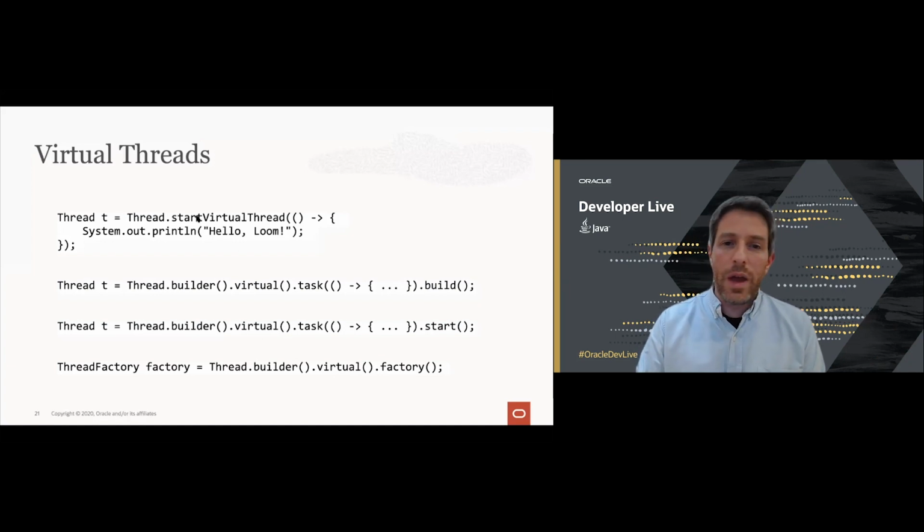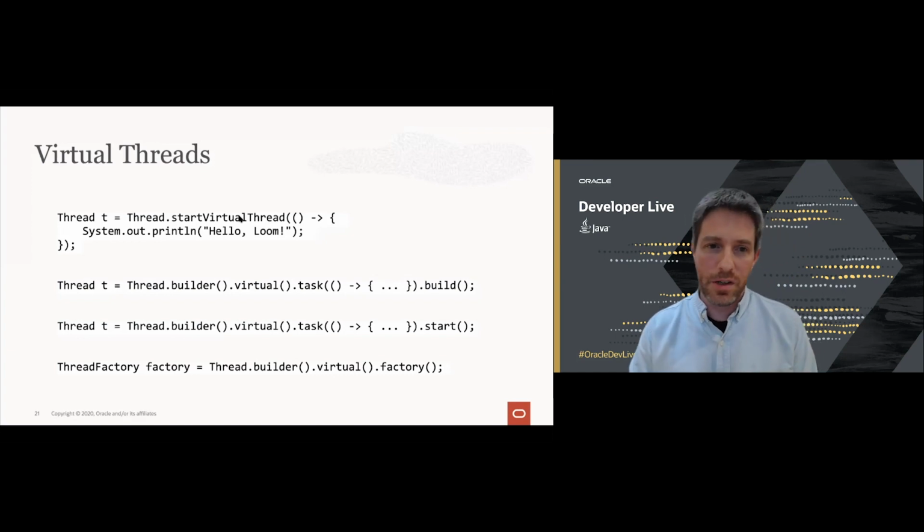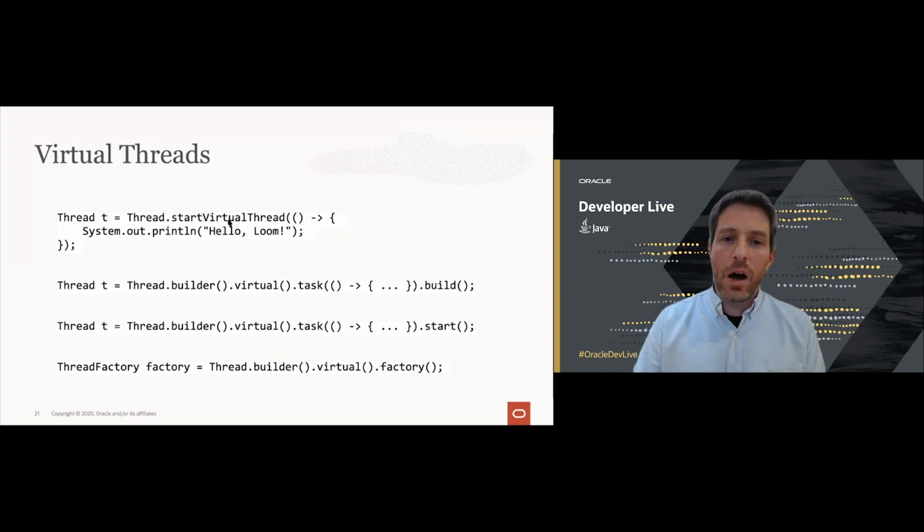So the easiest thing is we have this helper class. This is in the current Loom prototype. This is all subject to change. We can just start a virtual thread, give it a task, and it will execute it just like any thread. We've also added a builder API on top of thread that allows us to configure threads before we create them.